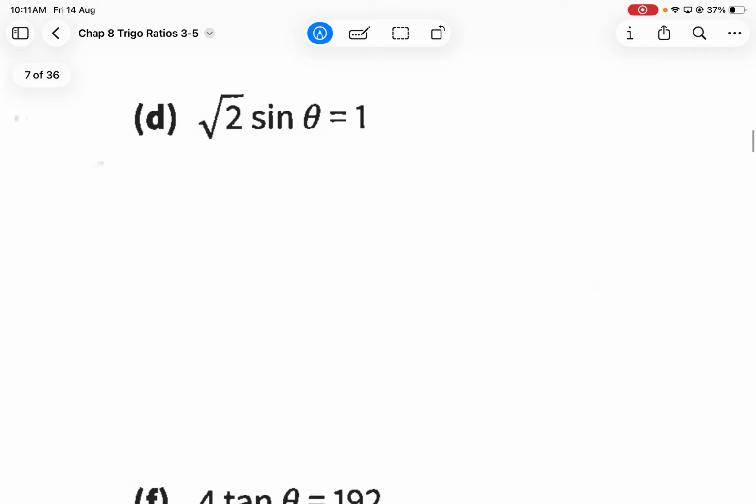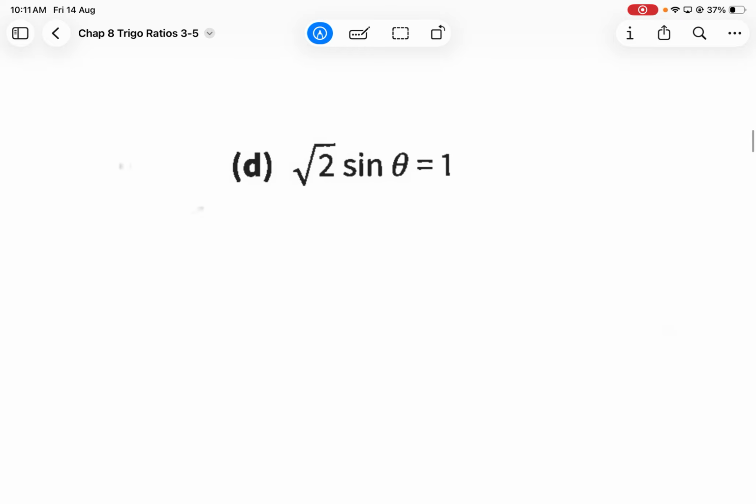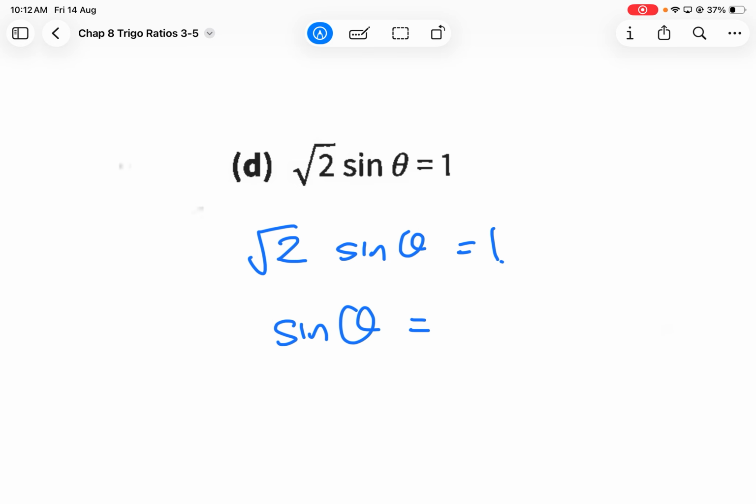I do part D together, then later you all do B and C. Root 2 multiply sine theta. In the end, I want to find out what theta is. So I don't want to have the root 2 with my sine theta. I remove the root 2 first. Nothing in between means multiply, so to remove it I need to divide. Just like 2 times x, I need to divide by 2. So I need to divide both sides by root 2.